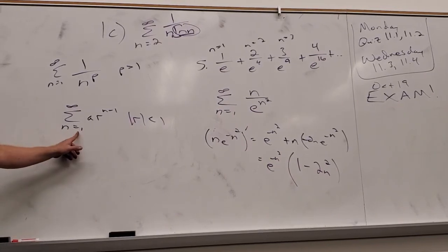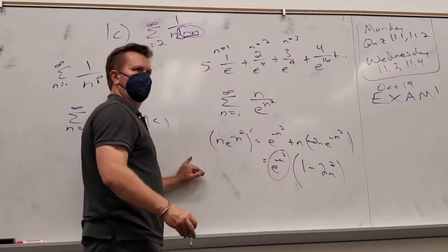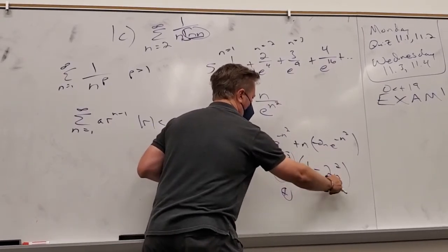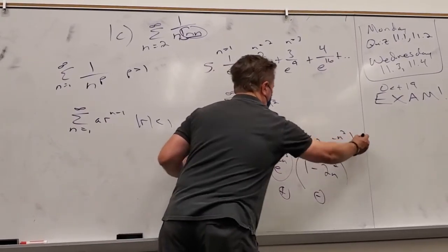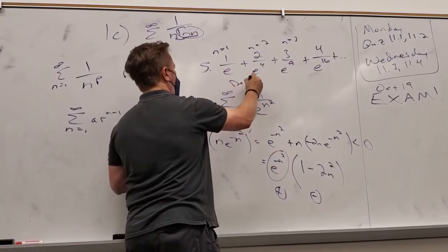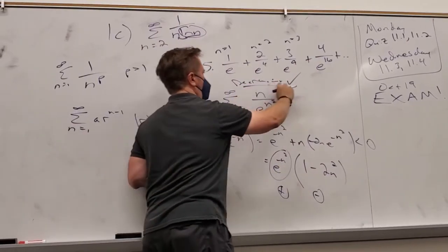For n equal to 1 and above, what's this? What did we just say about this? This guy's always positive. For n equal 1 and above, this is always negative. So this whole thing is negative, so it's decreasing. That's what that word is. Check.